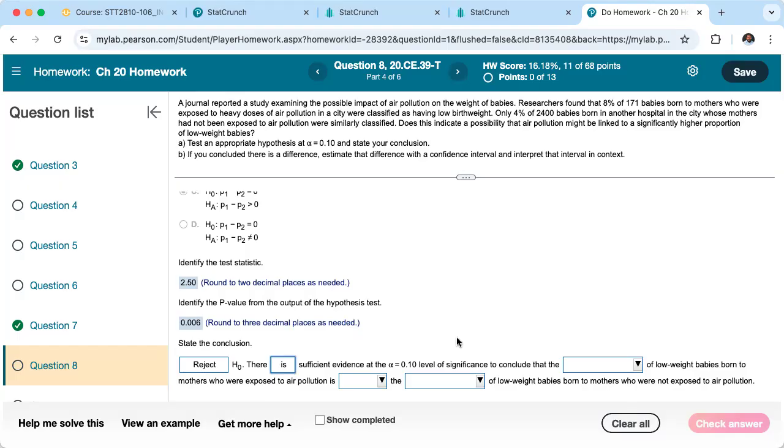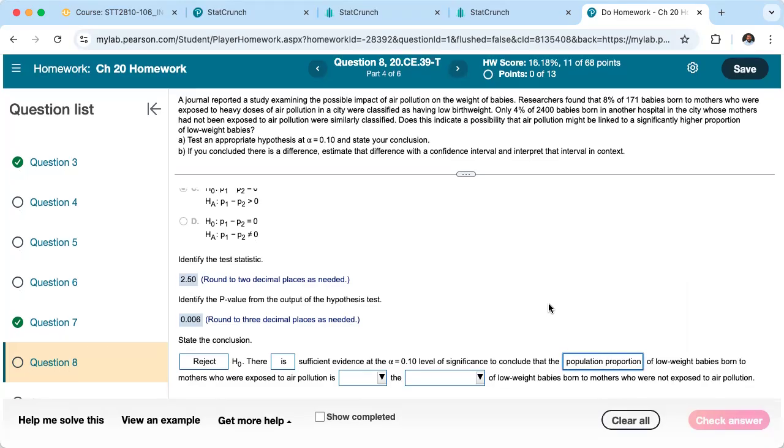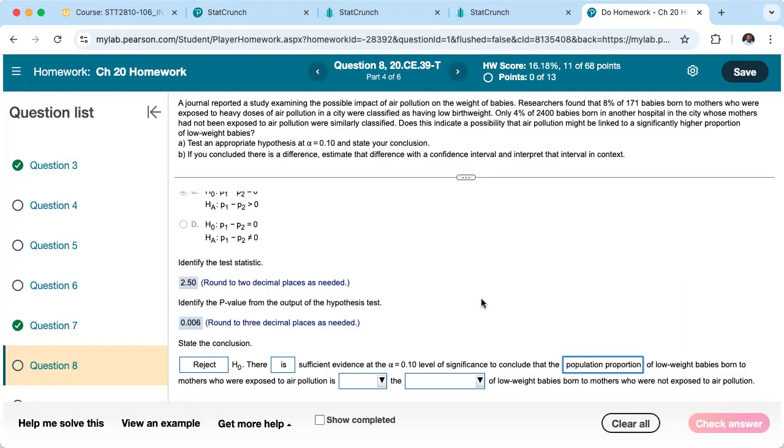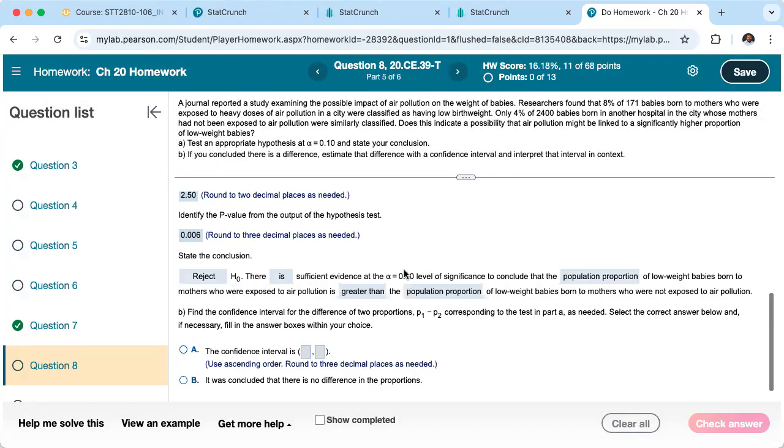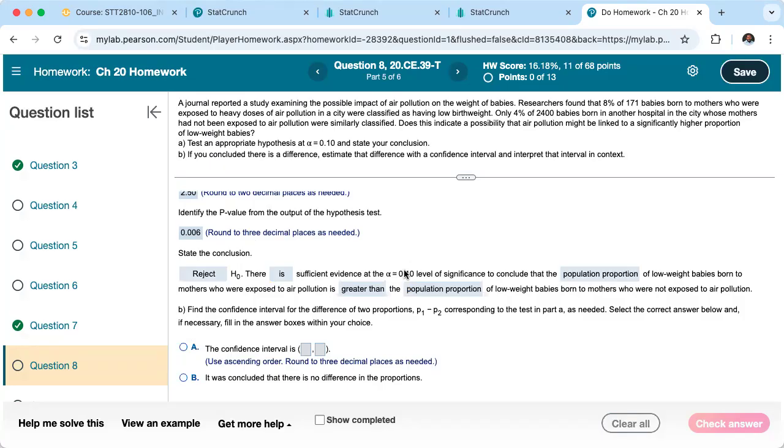And then when we reject the null hypothesis, there is what? Sufficient evidence. So we conclude that the population proportion of low weight babies born to mothers who are exposed is greater than that of the mothers who are not exposed. We check that.